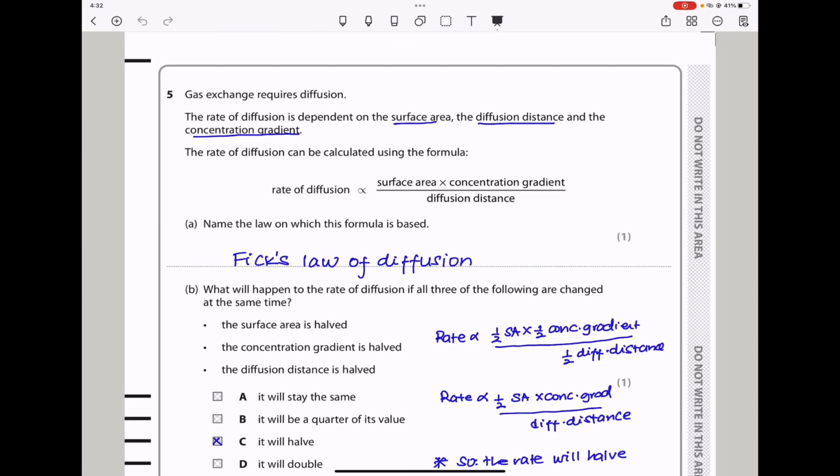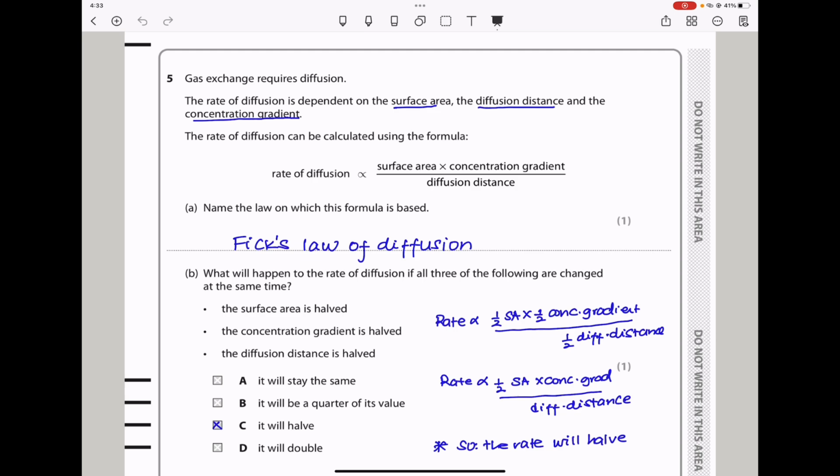Question 5. Gas exchange requires diffusion. The rate of diffusion is dependent on the surface area, the diffusion distance, and the concentration gradient. The rate of diffusion can be calculated using the formula, which we see here. Rate of diffusion is proportional to the surface area times concentration gradient divided by the diffusion distance. They say, name the law on which this formula is based. This formula is based on Fick's law of diffusion. Of course, greater surface area, greater concentration gradient, and lower diffusion distance are proportional to a higher rate of diffusion.